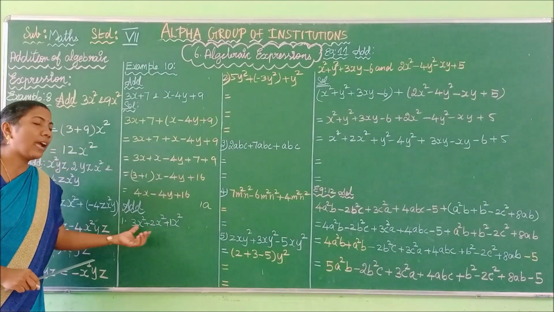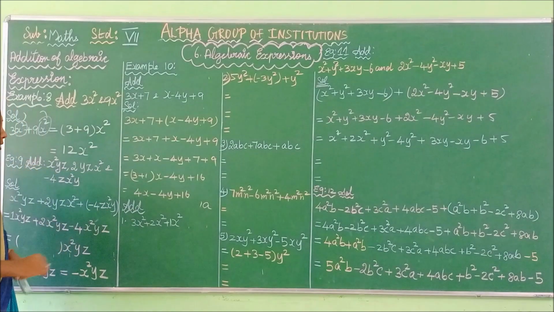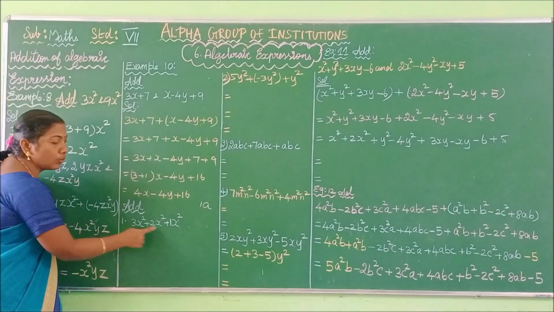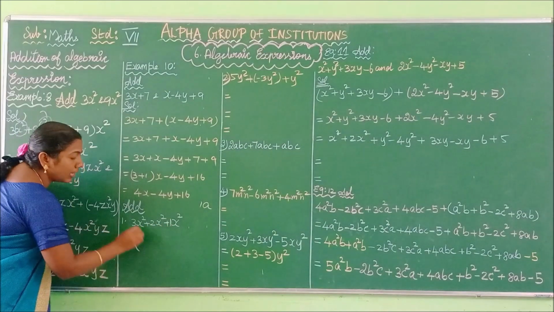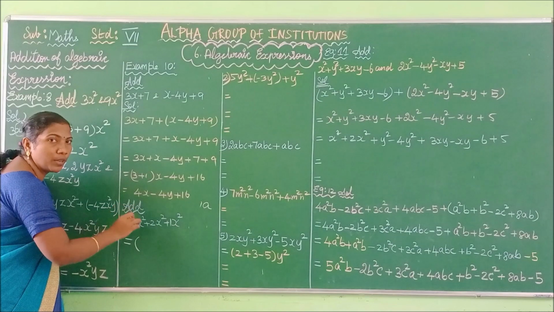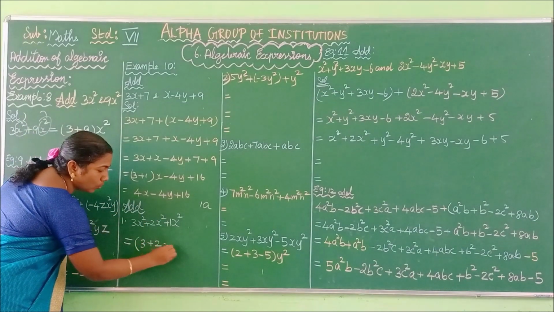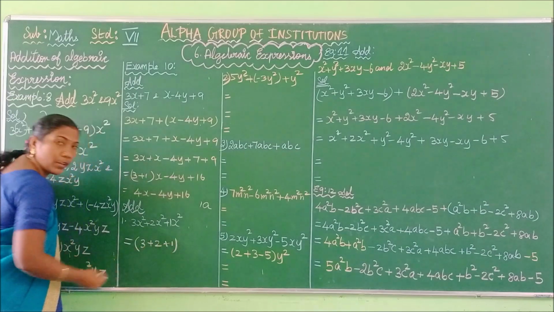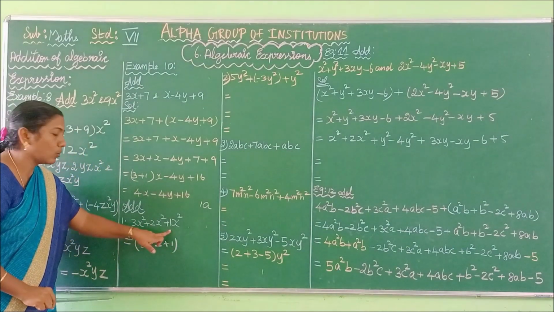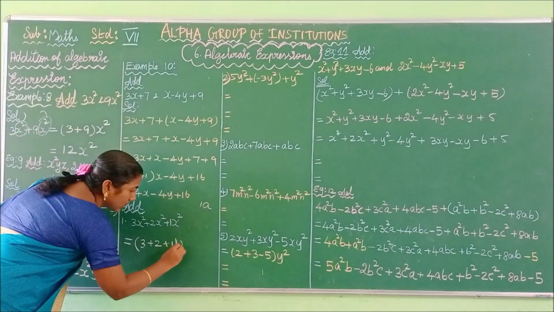Okay. How can we add the like terms? By adding the numerical coefficients. See here, what is the numerical coefficient? 3. Here 2, here 1. So, in order to add these three terms, you have to add the numerical coefficients. So, 3 plus 2 plus 1. Do you understand, children? 3 plus 2 plus 1. Beside the bracket, you have to write the variable, that is x square.